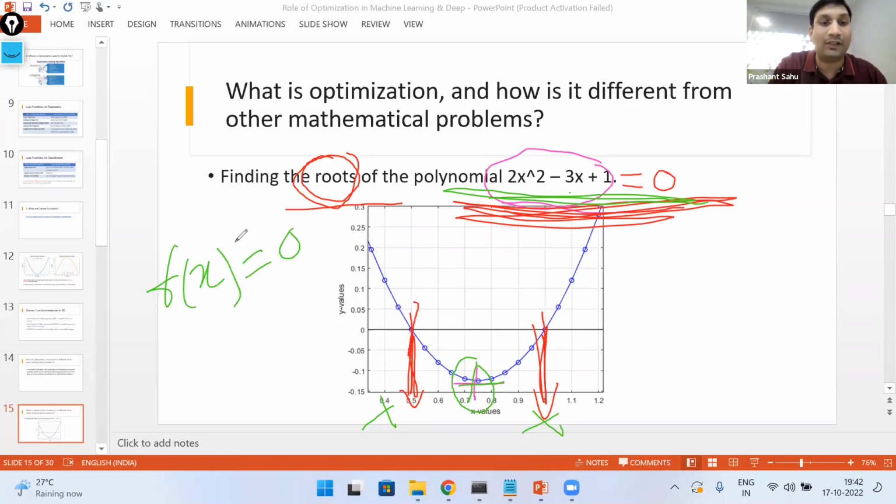You are equating a function of x to 0, and then you are solving for the values of x where f of x is becoming 0. That's a standard mathematical problem. Mostly you deal with such kind of problems. But in optimization, we are talking about maximizing or minimizing that function.